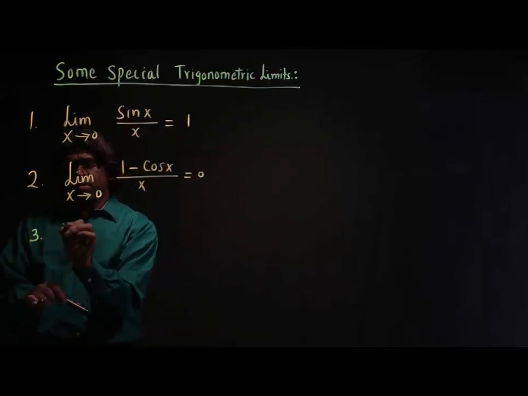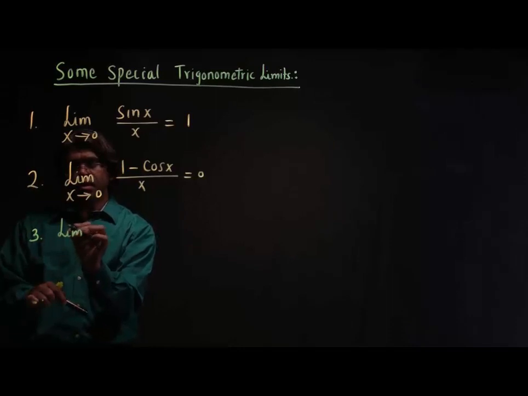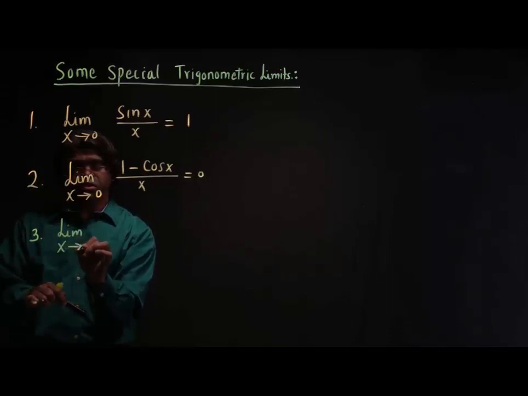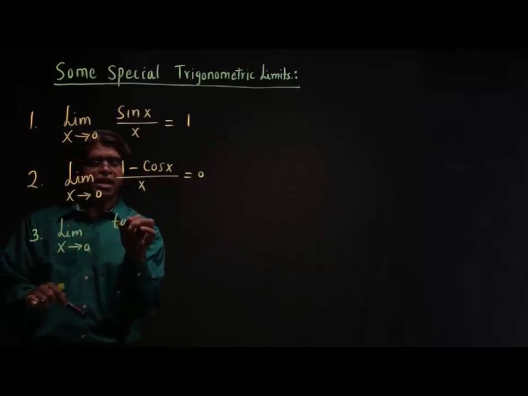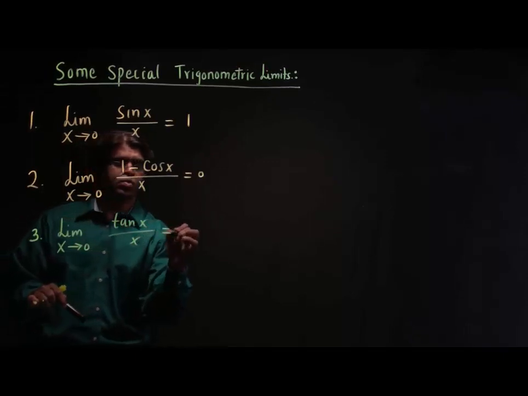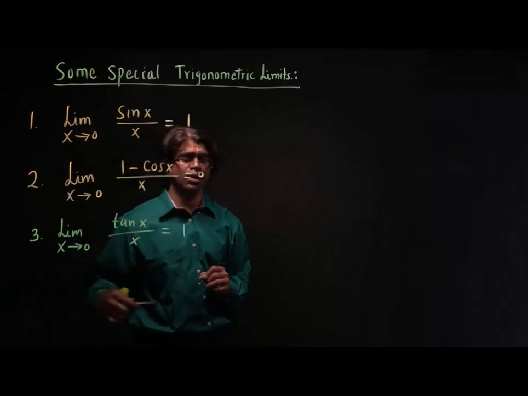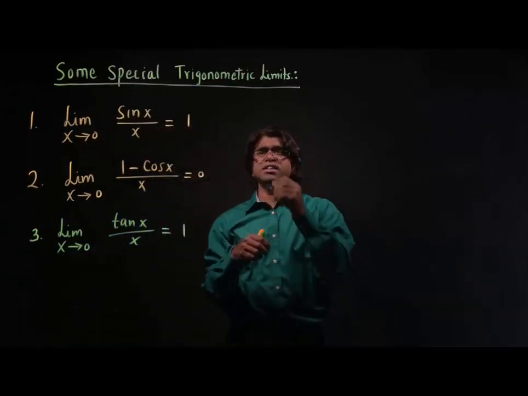And my third trigonometric limit is limit x tends to 0, tangent x over x is equal to 1, right? Now let's consider an example.